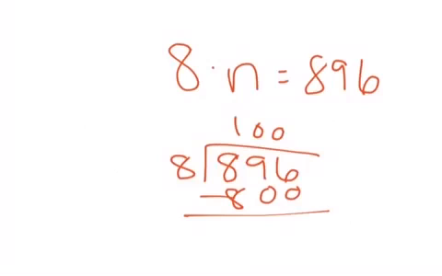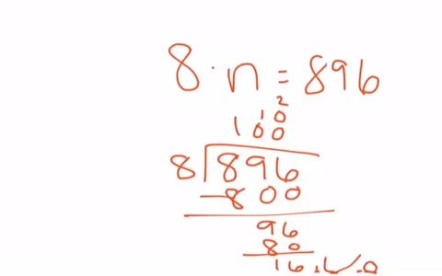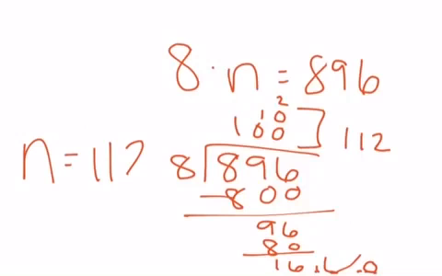Subtract that, you're going to be left with 96, and then 8 can go into 90 by going 10, and that would be 80, and that will leave you with 16, and I'm out of space, but you can do the rest. 16 divided by 8 would be 2, and that would subtract 16 on the bottom there, and that would leave us with 0. Sorry, looks weird down there. And then your answer up here is 112. So therefore I know that n equals 112.